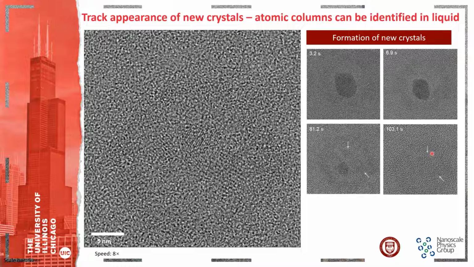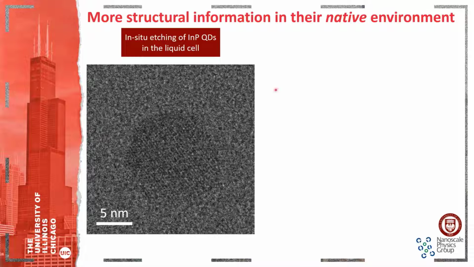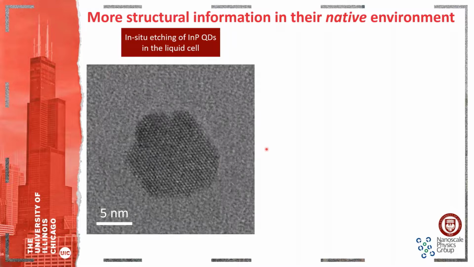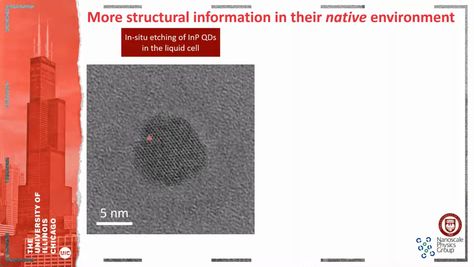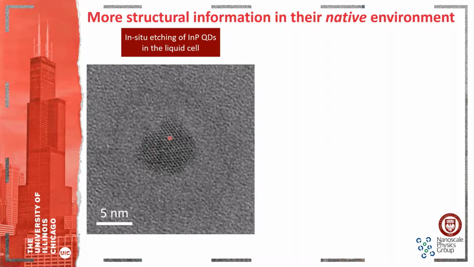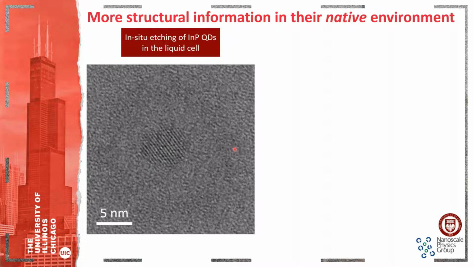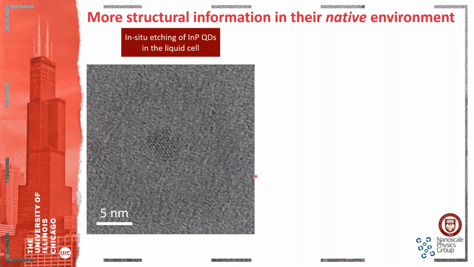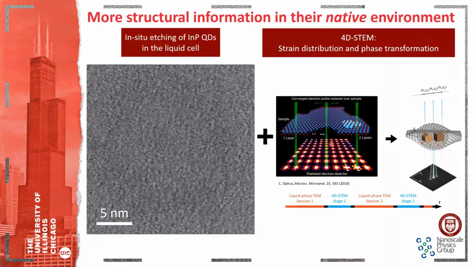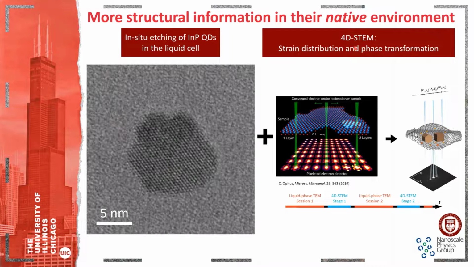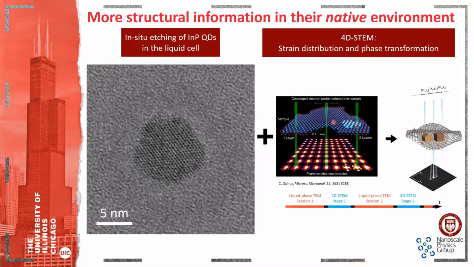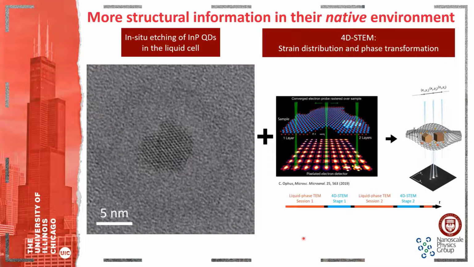Now, what we're going to do next is we want to actually see how the crystal structure of these particles changes during the electron beam exposure. And so we are again taking either a very nice high resolution image of these in a liquid environment, or we can combine this now with our 4D STEM capabilities, again in the liquid cells.